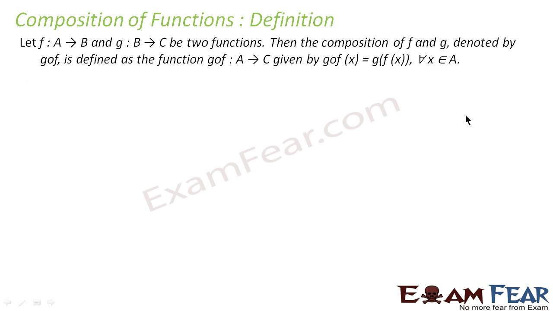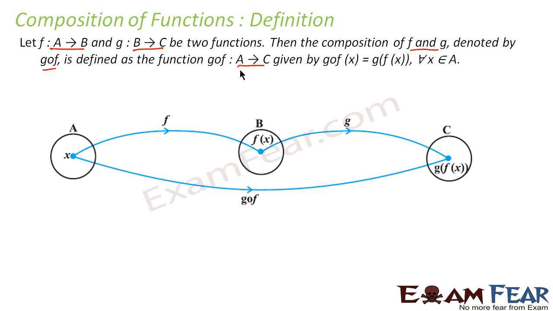We'll go by definition. By definition, if there's a function f from A to B and there's another function g from B to C, there are two functions, then the composition of functions f and g is denoted by gof and defined from A to C. Example, this is set A. From set A to set B there is a function called f. From set B, whatever output you get here becomes the input to this function. From B to C there is a function called g.